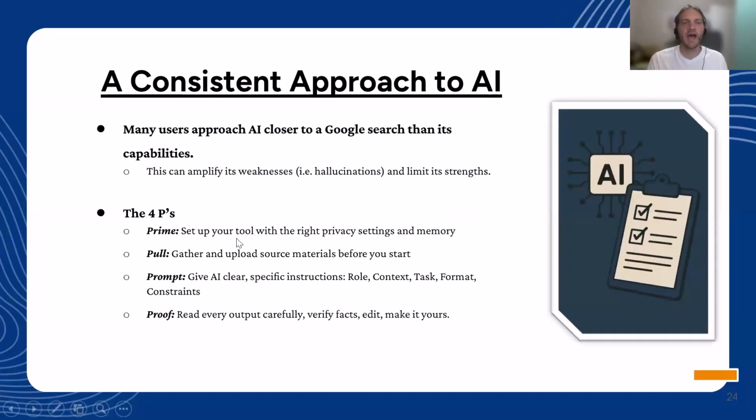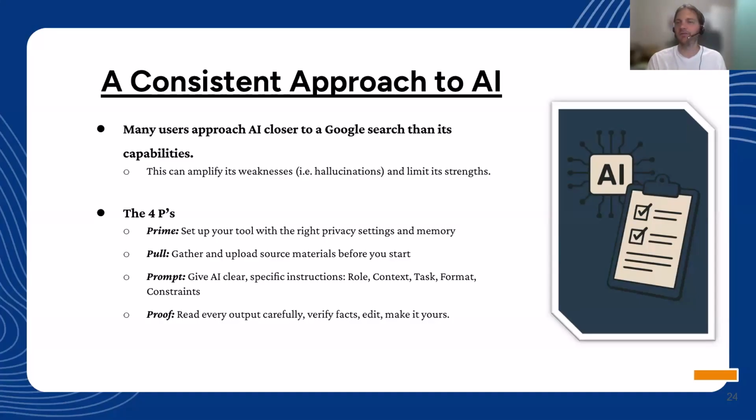Now, we have a consistent approach to AI that we recommend. One thing we often notice is that people are approaching AI closer to a Google search than its capabilities. When you use it this way, it can amplify its weaknesses, so it can have more hallucinations, and it limits its strength. We have a set of 4 Ps that we recommend going through.